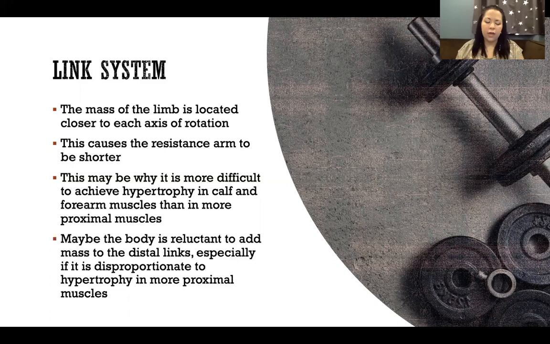So I would say that if we're trying, let's say, to build more mass in the calves, we have to make sure we're doing enough thigh and glute work to be able to achieve that. Even if we're doing everything right for the calves, if we're ignoring the more proximal segments, the body is going to be reluctant to add that extra mass because we won't have the additional muscle mass more proximally to keep the center of mass more proximal.